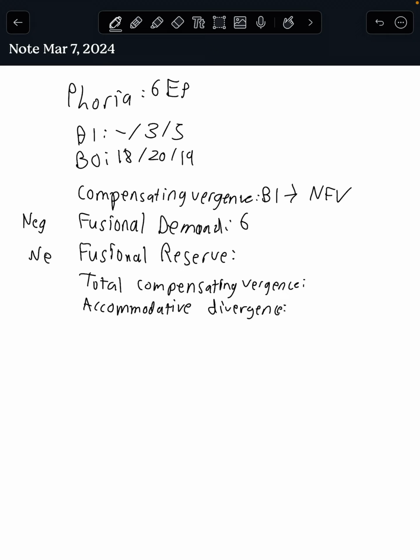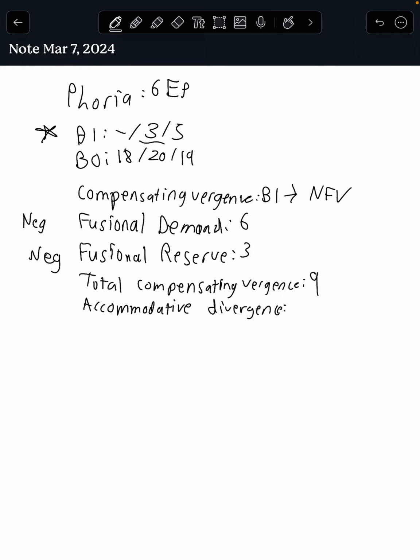The negative fusional reserve, again, we're looking at base in because that's a compensating vergence, and we're looking for the first number that appears. So this one has a dash, and so we're going to ignore that. We're going to look at the first number that appears, which is 3. So the answer is 3. Total compensating vergence is just the fusional demand plus the fusional reserve. So 6 plus 3 is 9.